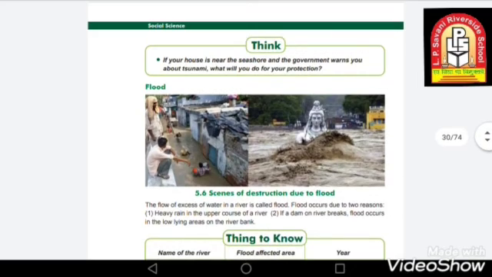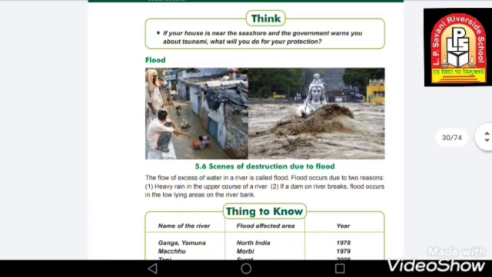Then the next thing was flood. A flood is often caused when there is an excess of rainfall, or when the flow in the river is very high. A flood occurs basically because of two reasons. One is heavy rainfall, and the second is if the dams of the river break, a flood occurs in the low lying area, that is, the river bank can cause the flood.